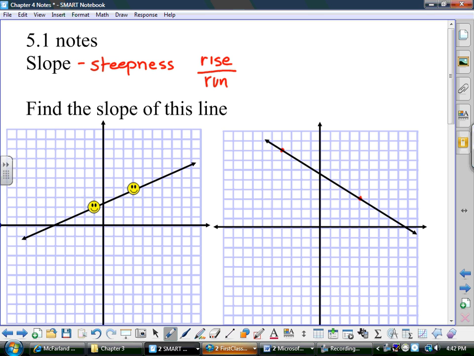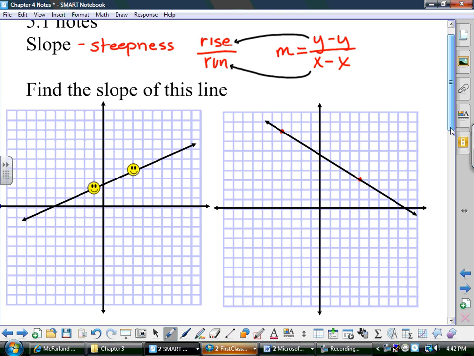An even more mathematical way of talking about slope is represented by the variable m, and m equals y minus y over x minus x. That formula, y minus y over x minus x, says the same thing as rise over run. The y minus the y is how much the line is rising, and the x minus x is how far it's going to the right, or how much it's running.